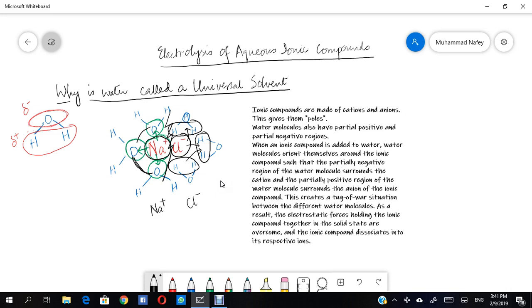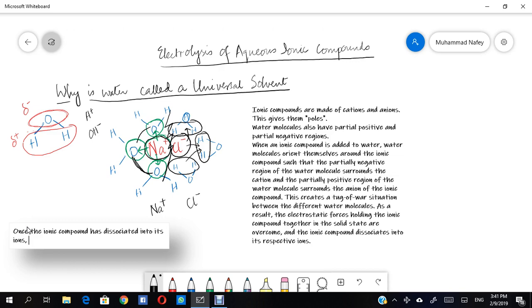Now, once this dissociation has come about, water also dissociates into ions. The ions that water gives are H plus and OH minus. So the second step is dissociation of water. Once the ionic compound has dissociated into its ions, water molecules also dissociate into ions, giving hydrogen and hydroxide ions.